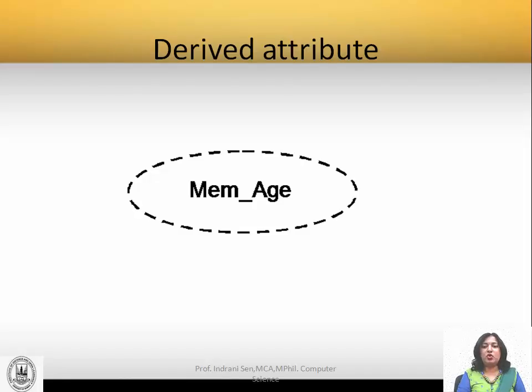With this, we know all about the different types of attributes which exist in the entity relationship diagram.